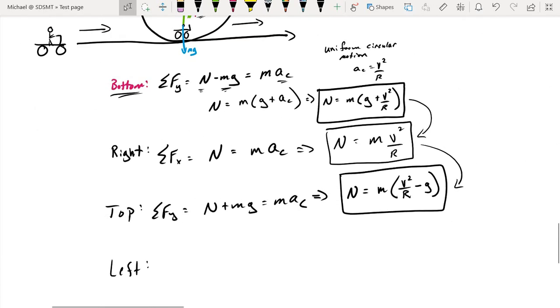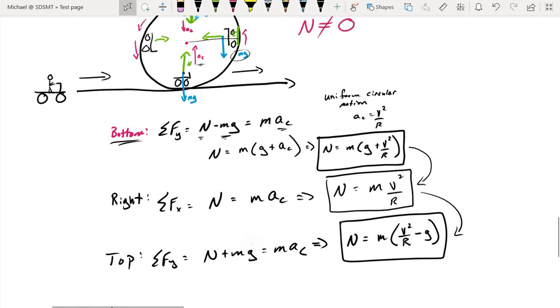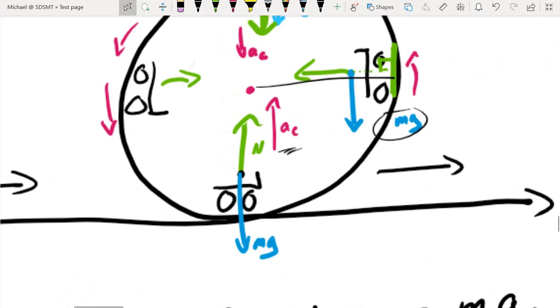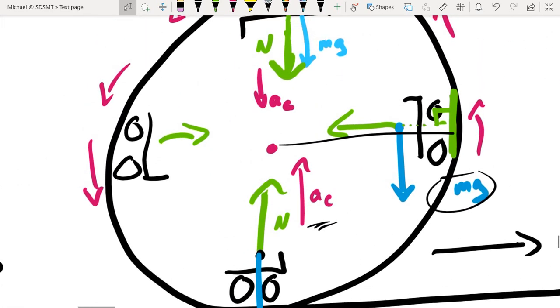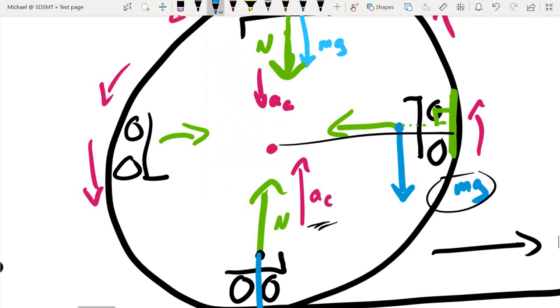Well, we have one more location, which is the far left side. And by now you can probably tell there's not a whole lot different about the left-hand side compared to the right-hand side, because we're still going to have gravity pointing straight down.